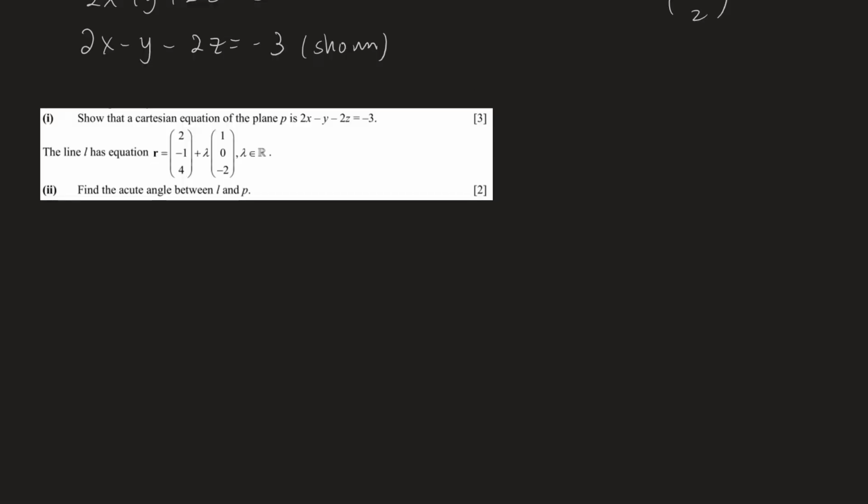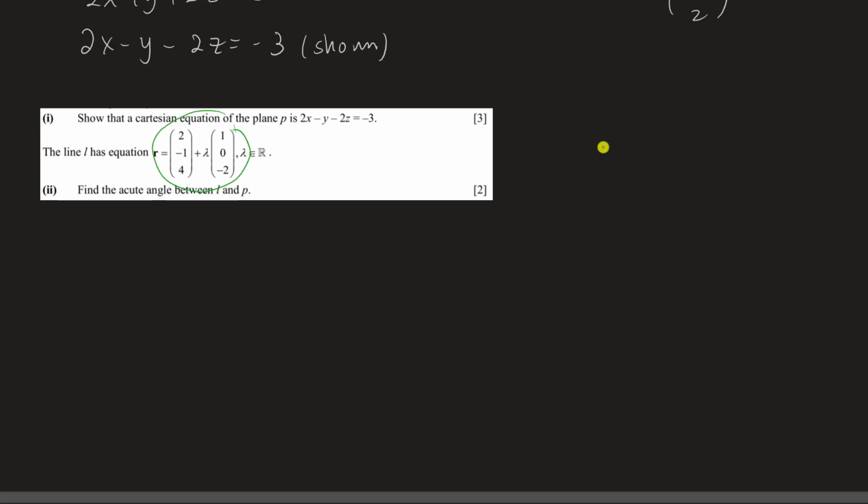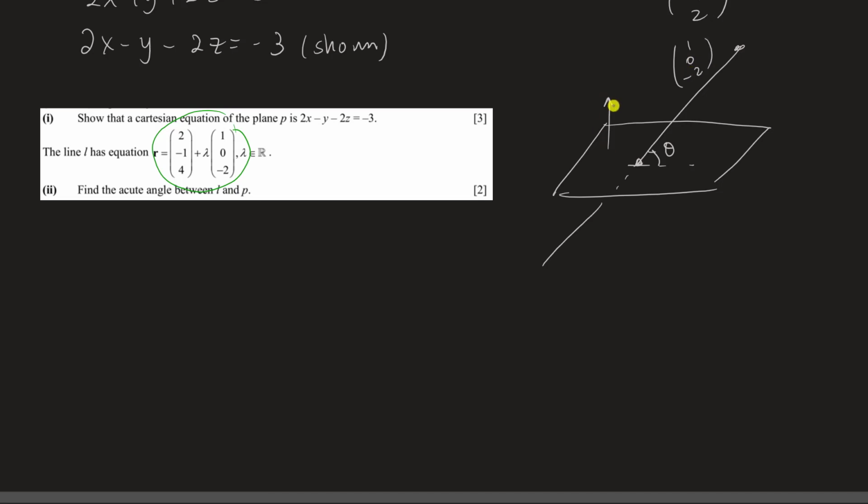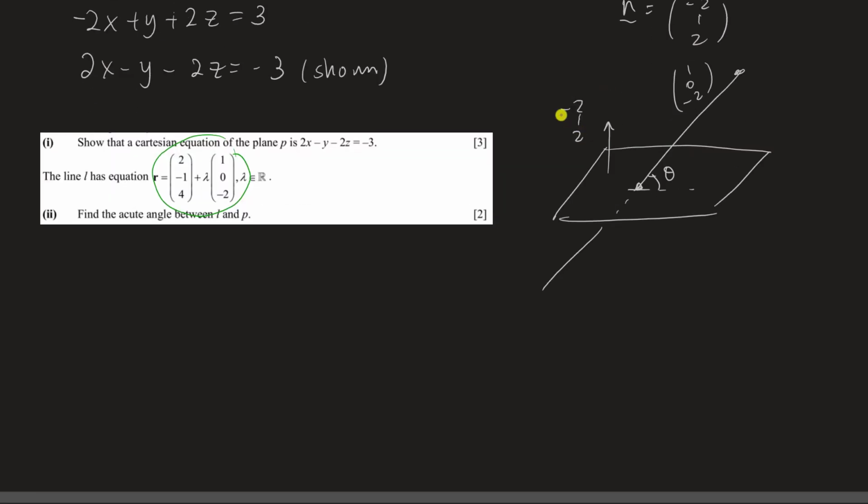Next question, we need to show the acute angle between L and P. So L is this line, and then you have the plane. So it looks like that, a plane, and then you have the line L. What angle does it meet the plane at? So to do this, remember the direction vector of the line is (1, 0, -2). The normal vector of the plane is (-2, 1, 2).